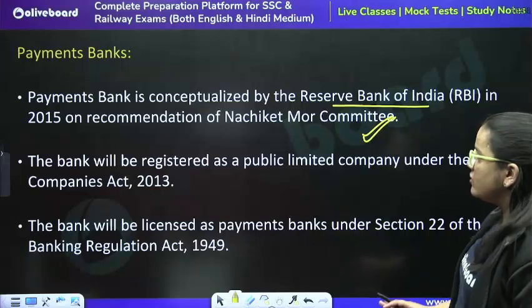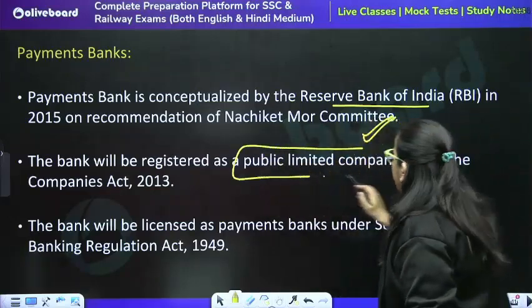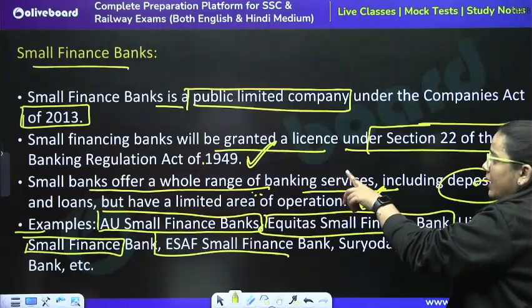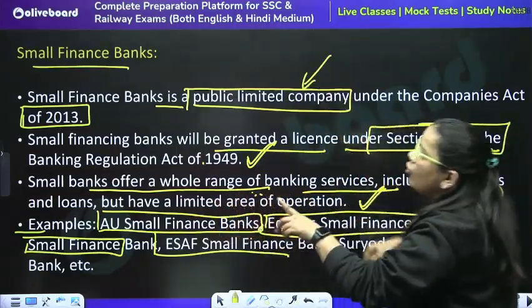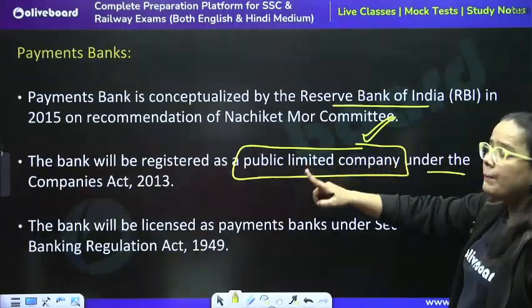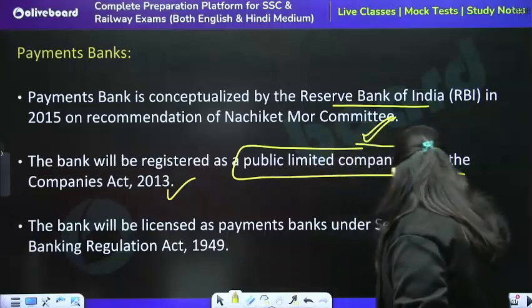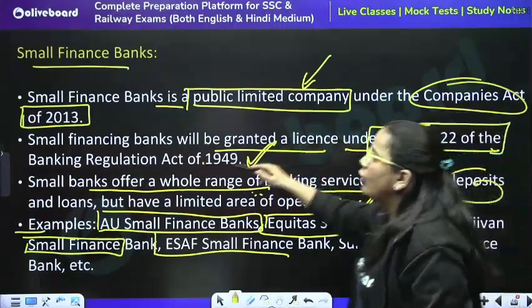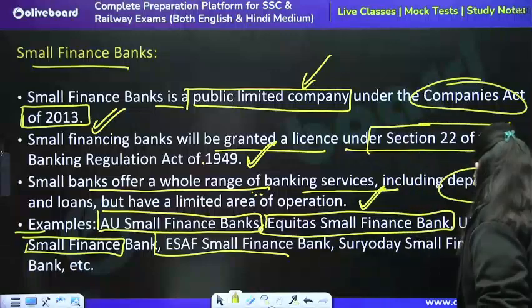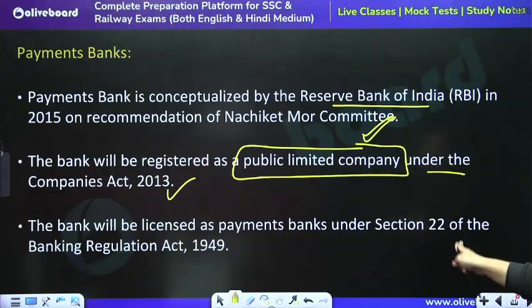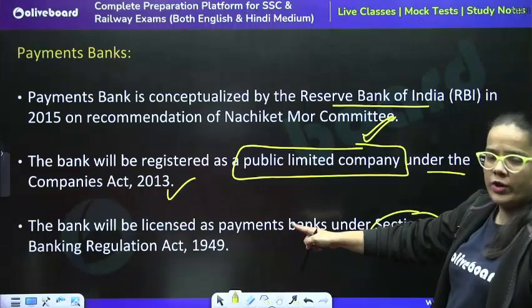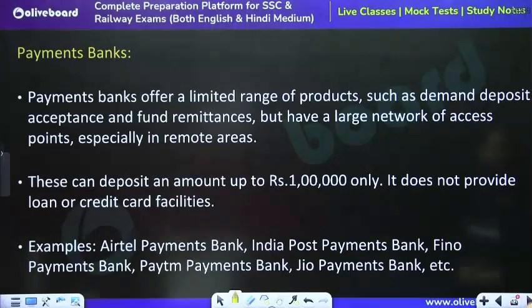These banks are registered as public limited companies. Now this is a difference. See, payments banks are registered as a public limited company. These are established as a public limited company under the Companies Act 2013. Okay, same thing for both banks. The bank will be licensed as a payments bank under Section 22 of the Banking Regulation Act 1949, same part.